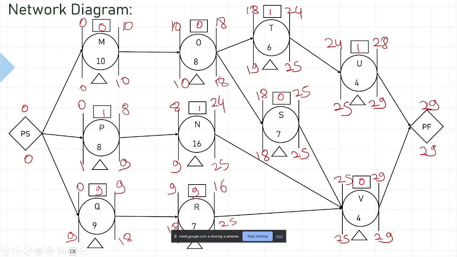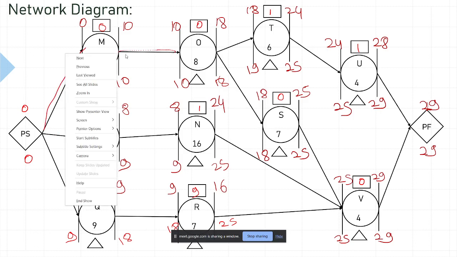Have I written the total float correctly? Yes, sir. Okay. So now the critical path. Total float is 0. Let's join that. We'll follow total float is 0. Here we have got total float 0.